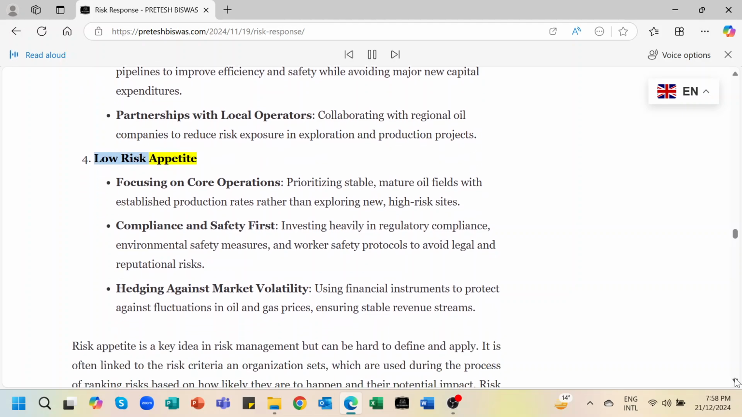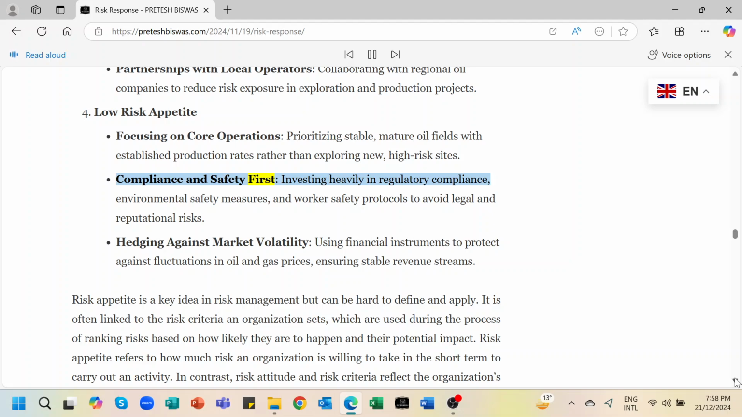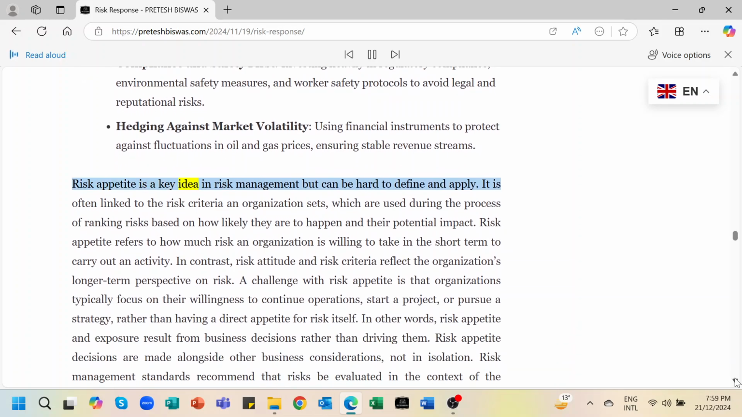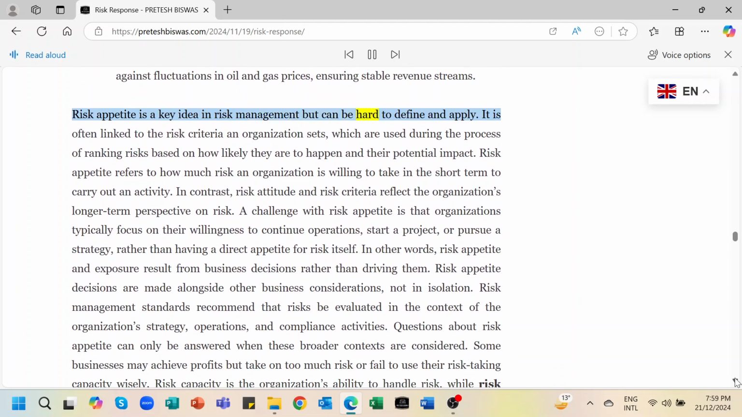Low risk appetite. Focusing on core operations, prioritizing stable, mature oil fields with established production rates rather than exploring new, high-risk sites. Compliance and safety first, investing heavily in regulatory compliance, environmental safety measures, and worker safety protocols to avoid legal and reputational risks. Hedging against market volatility, using financial instruments to protect against fluctuations in oil and gas prices, ensuring stable revenue streams.